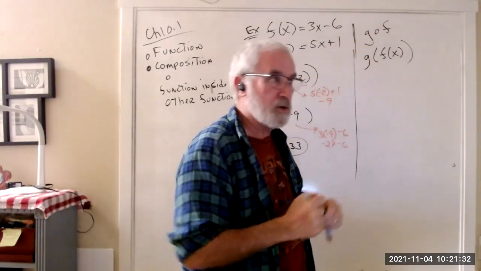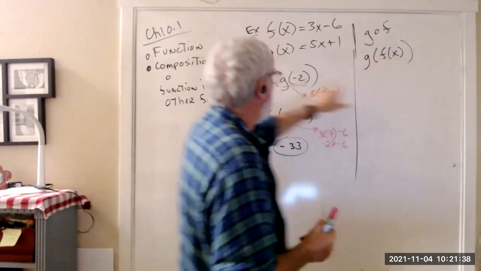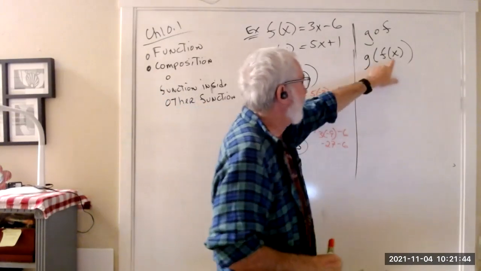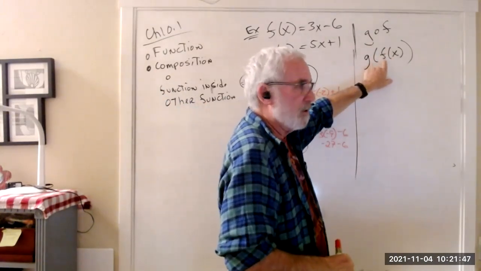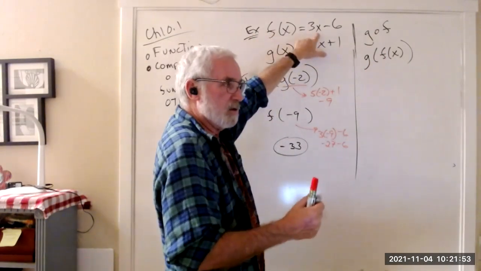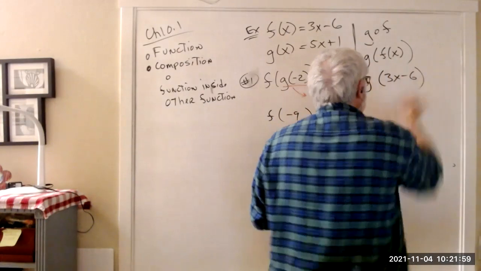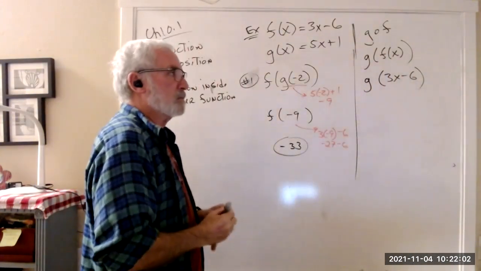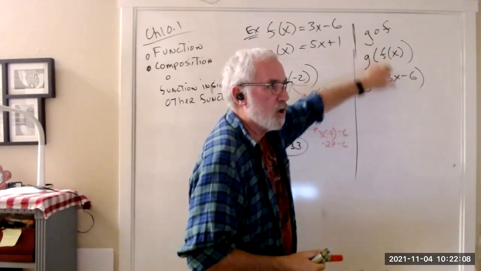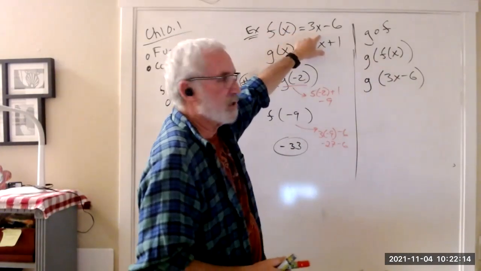Now, how do you do this when there's no numbers? Well, you start on the inside, just like over here. We took negative 2 and plugged it into G. We're going to take X and plug it into F. Well, that's what that says. If you take X and plug it into F, that's what you get. So this problem becomes G of 3x minus 6. Another way to look at it is f of x and 3x minus 6 are the same. That's what the equal sign means.